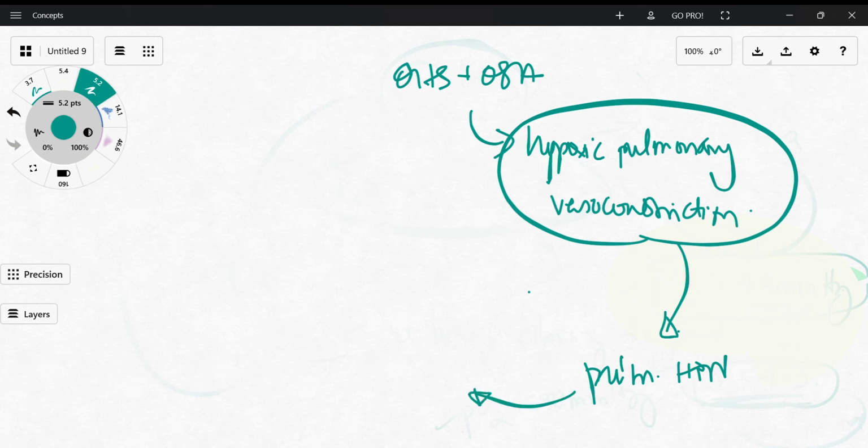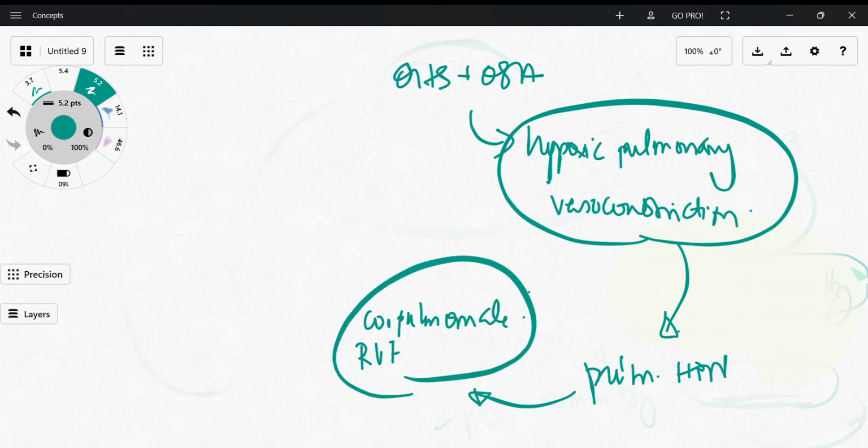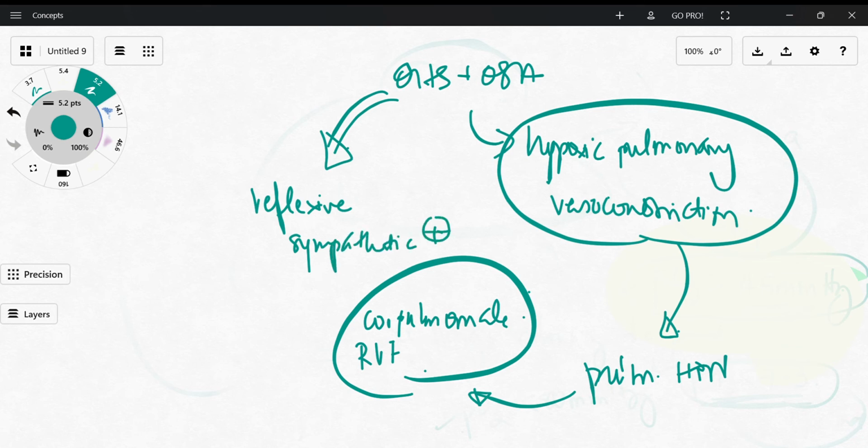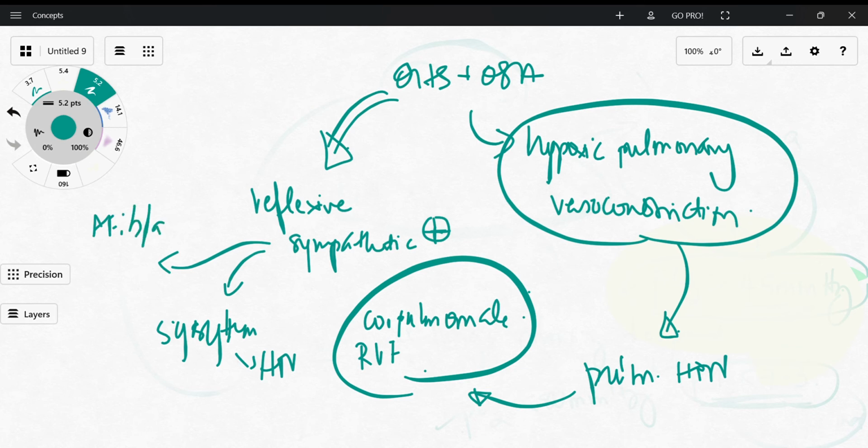And that can cause increased stress on the right side of the heart, which can cause right ventricular failure. I mean, right ventricular failure from a pulmonary pathology itself is cor pulmonale, right? So that's that. And the other thing that OHS and OSA can cause is reflexive sympathetic stimulation, which can cause systemic manifestations like systemic hypertension, and it can also cause atrial fibrillation or arrhythmias of sorts, right?